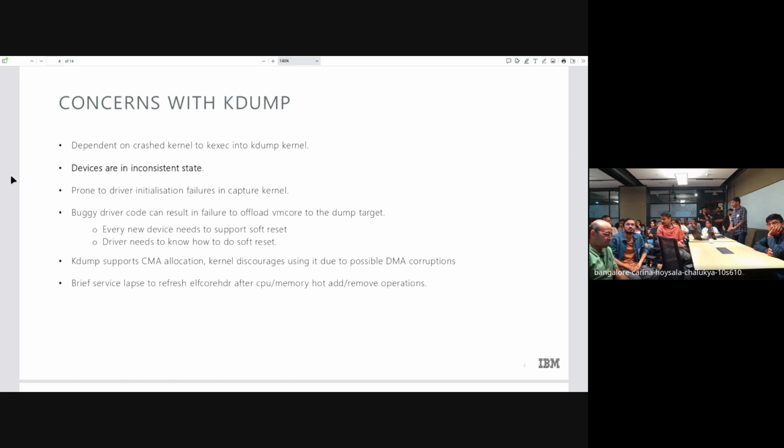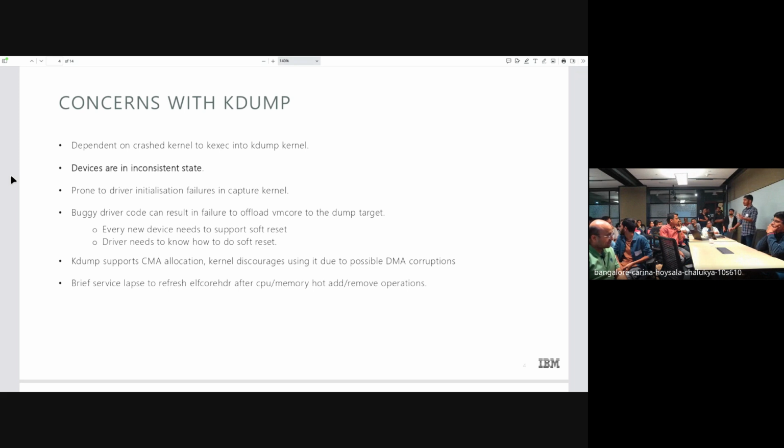Why don't you quiesce the devices? Only the target device is what your kernel is worried about. You can always quiesce the rest of the devices which you don't really care about. As long as you have the proper reset handler for the target device, or the network device, you are good. So that's the catch: the driver needs to support it. If drivers are good, it's okay.